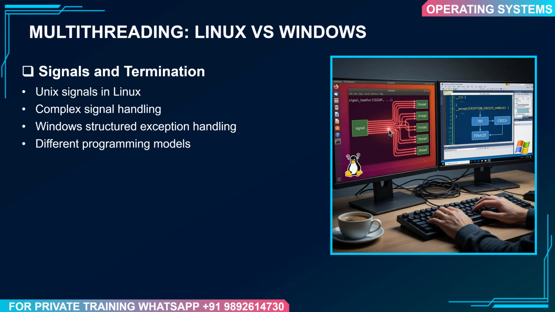One more practical difference shows up in how signals and thread termination are handled. Linux uses Unix-style signals, and signal delivery in multi-threaded programs can be tricky. Developers must carefully control which thread handles which signal. Windows does not use Unix signals. Instead, it relies on structured exception handling and other mechanisms. This often leads to different programming patterns when writing multi-threaded applications.